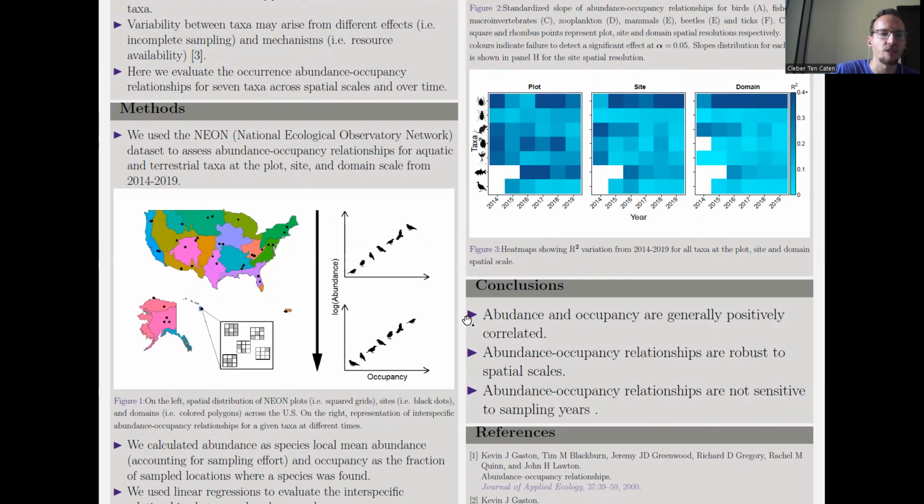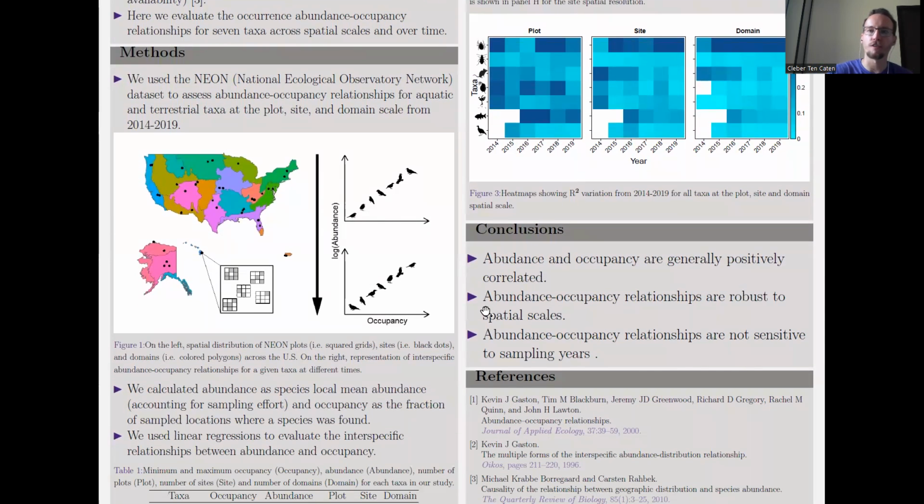Here on the left-hand side of the figure, we have a representation of the NEON sites and of the different spatial scales that were considered in our project. The domain spatial scale can be represented by all these different polygons with different colors. There is a total of 20 domains, and in each of those domains, we have sites that are being sampled. In the NEON data set, there are 47 terrestrial sites being sampled and 34 aquatic sites being sampled. The sites are represented by the black dots in the map.